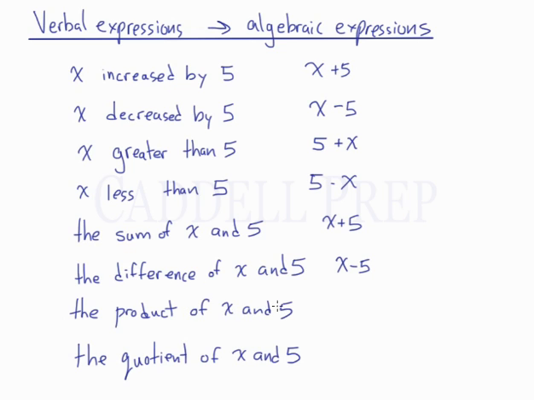The product of x and 5 would be x times 5, which of course we know is 5x. Order doesn't matter for multiplication, so we could rewrite this as 5x. Same thing for addition, but for subtraction it does matter. And of course for division it matters also. So the quotient of x and 5, the quotient is the answer to division, would be x divided by 5.